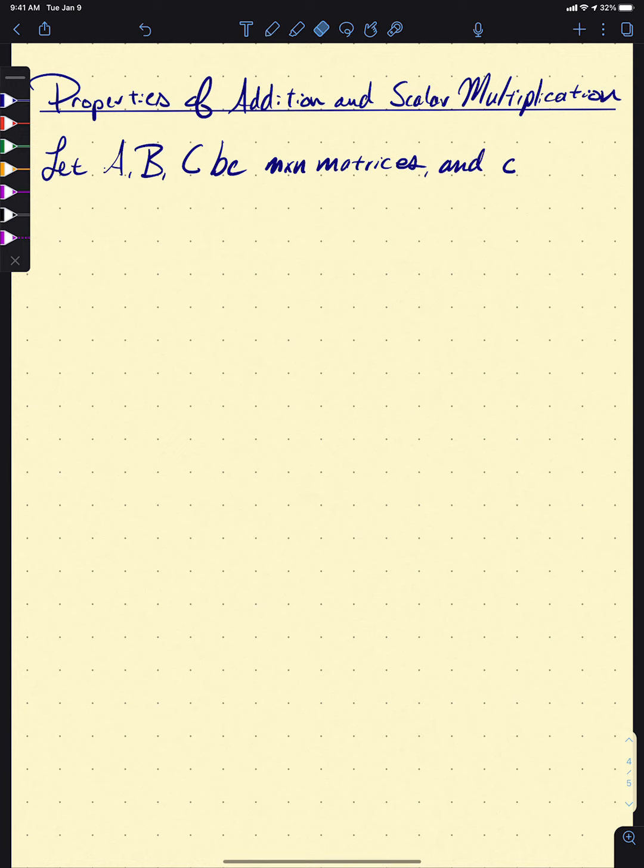And we'll grab little c and little d, real numbers. Okay, so those are going to be our scalars. And there's 3 properties that I want to draw your attention to, and those are as follows.